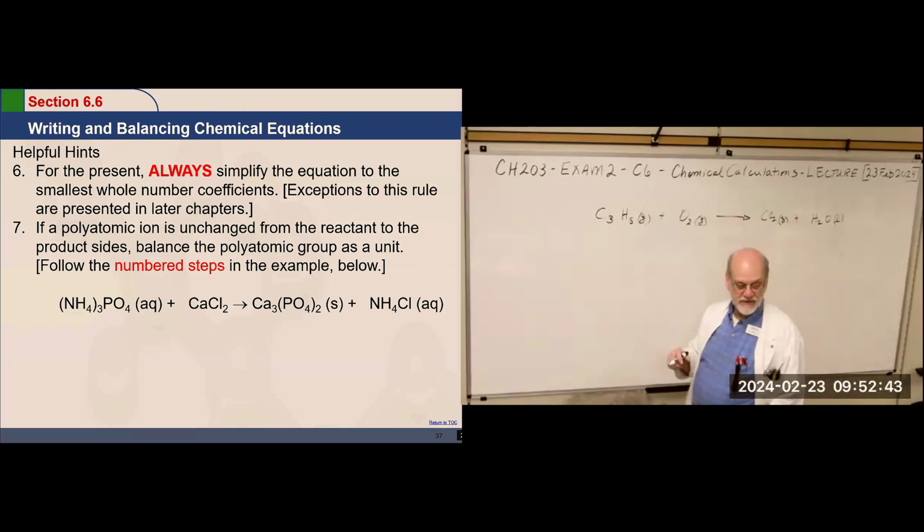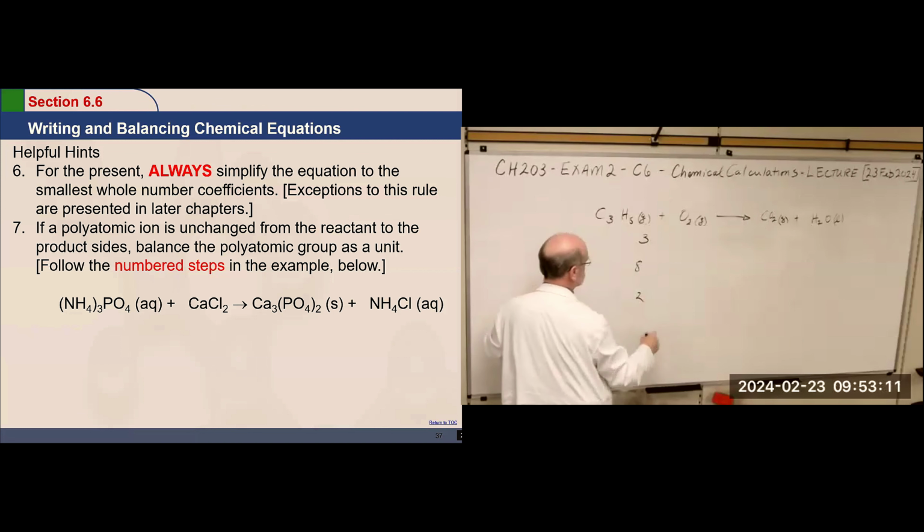Now we want to balance it. So my budget method says, first thing you do is inventory your elements. So we have carbon, and I'll put the elements down this side. We have carbon, hydrogen, and oxygen. That's all the elements in this reaction. And then for this side, I just count up the number. So we have 3 carbons, 8 hydrogens, and 2 oxygens.